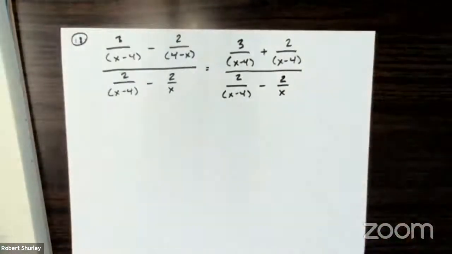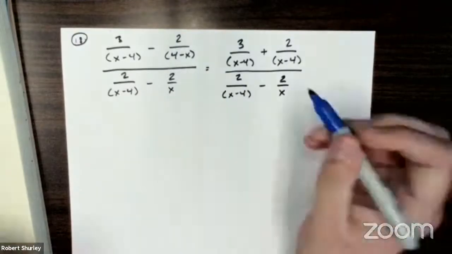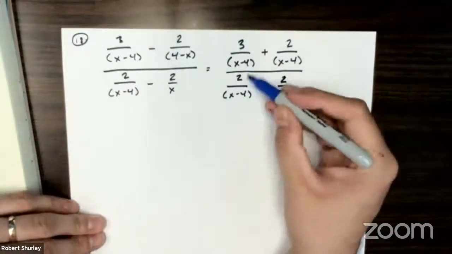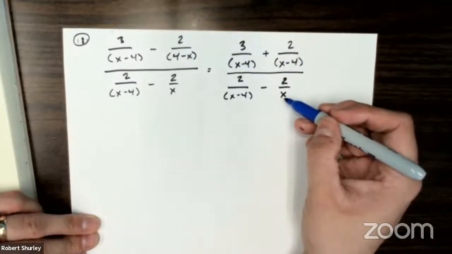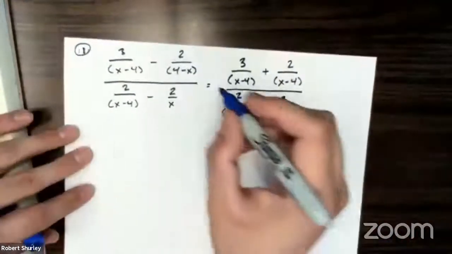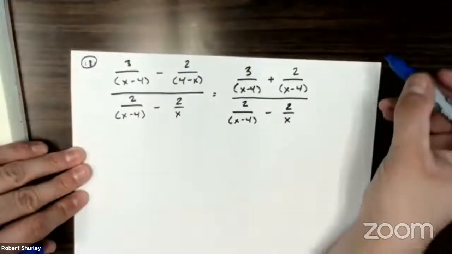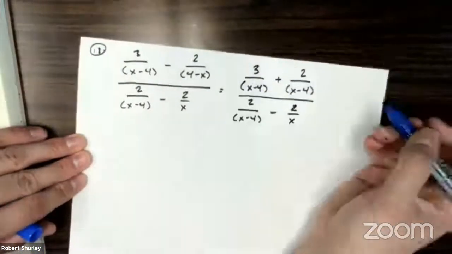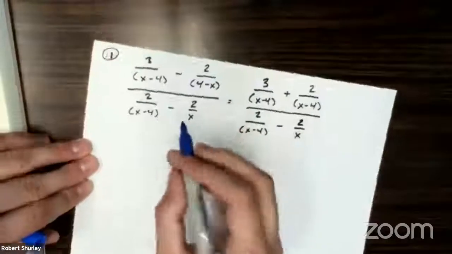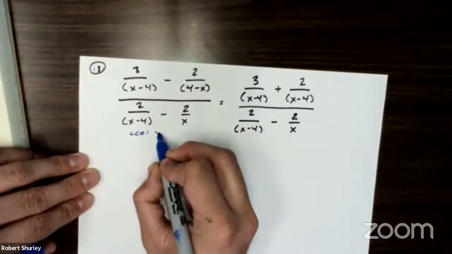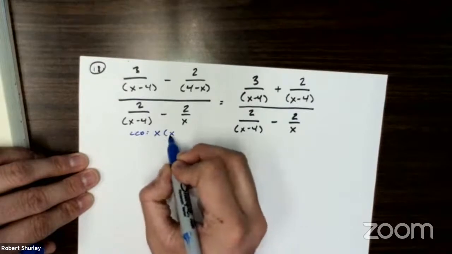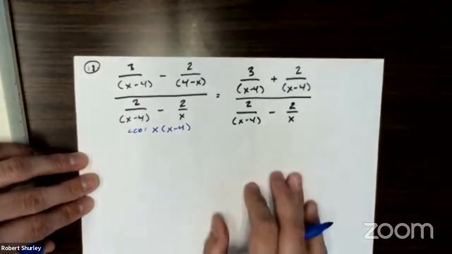So now, what's the common denominator here? One of the factors is going to be x minus 4. It's in 3 of these denominators. The other factor is going to be x. So the LCD, the least common denominator, for this one's going to be x times x minus 4.